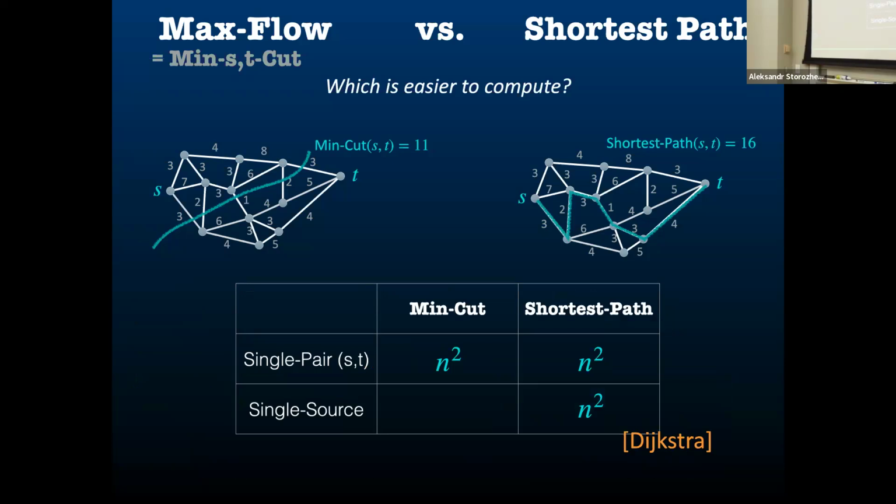One thing to observe is that when you run Dijkstra, you don't only solve the ST problem. You don't only find the shortest path for a single pair. You actually get this shortest path tree from the source to everybody. So you run Dijkstra once, and you get this single source information. You find out the distance from S to everybody at the same time. So it's still n squared.